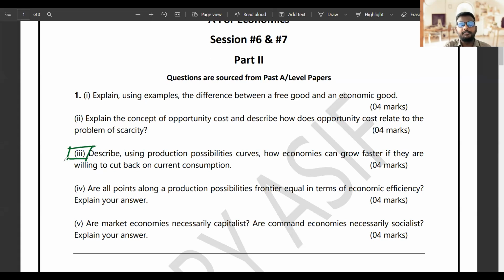This is one very good question. Do you think you know the answer for this? Describe using PPC how economies can grow faster if they are willing to cut back on current consumption. Any idea what this question is talking about? And do you think you can answer this question if you got this for the first time in your A-level?